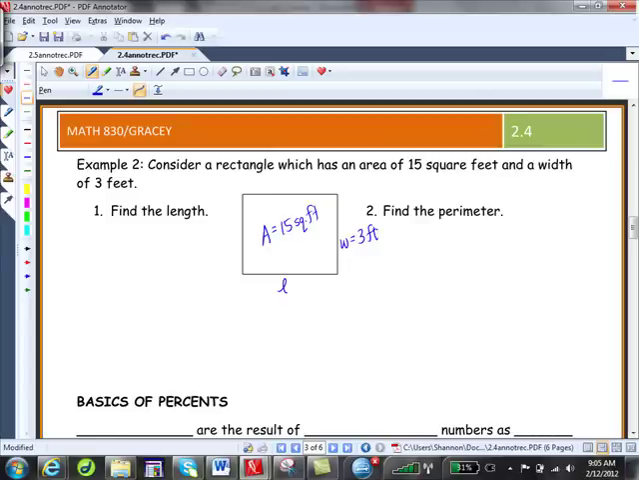So, find the length. What have we been given? Can we go straight to the perimeter? What do you think?